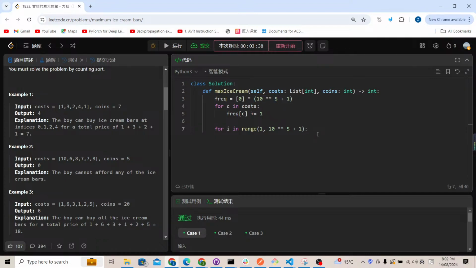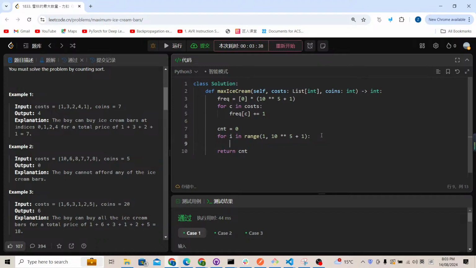Now, I want to have a final count array. Maybe I have prepared a count. This means how many ice creams I can buy. So finally, I'm going to return this count. Now I want to check the costs. I want to check the cost. So if my cost is more than or equal to I, the current index, which is actually the cost of this ice cream.